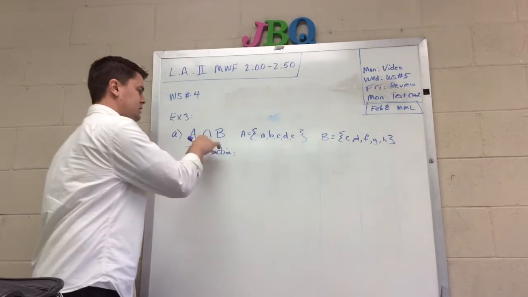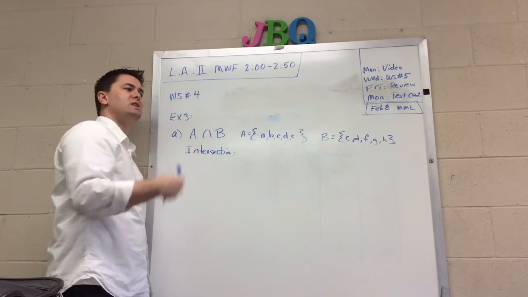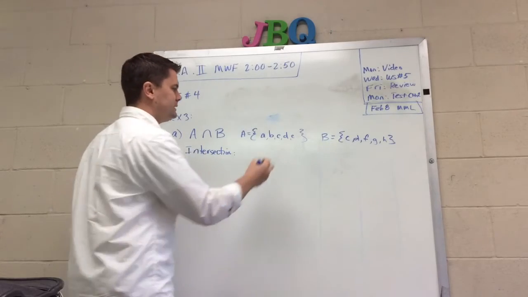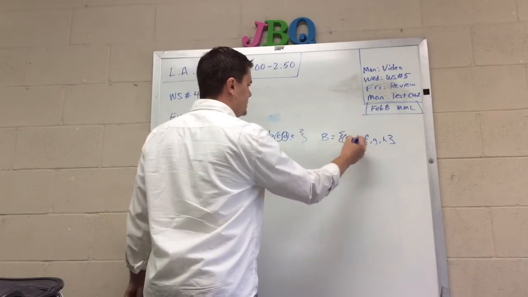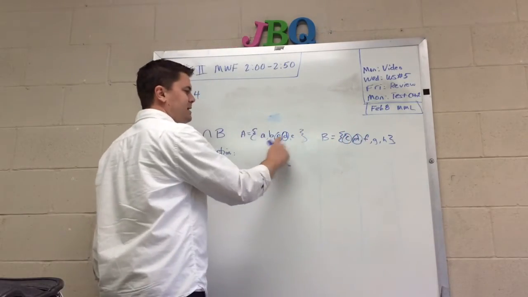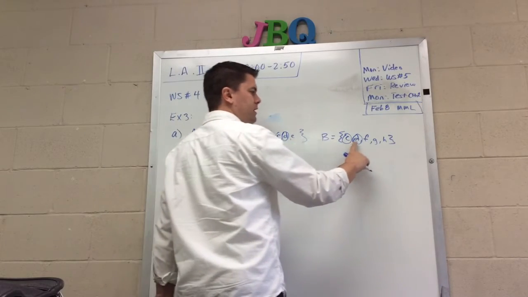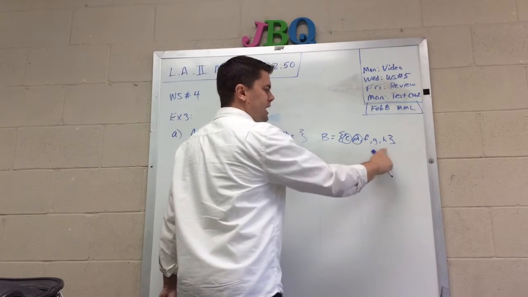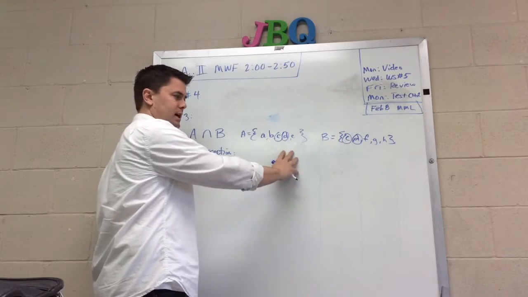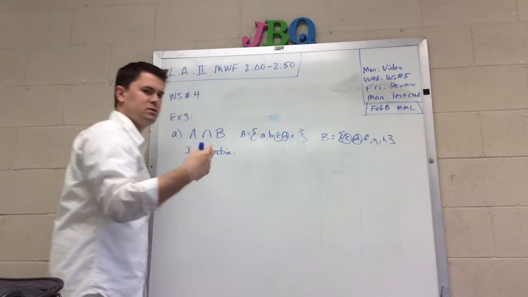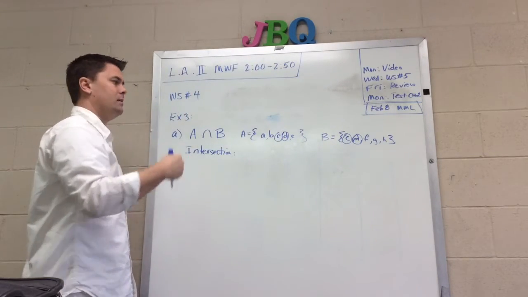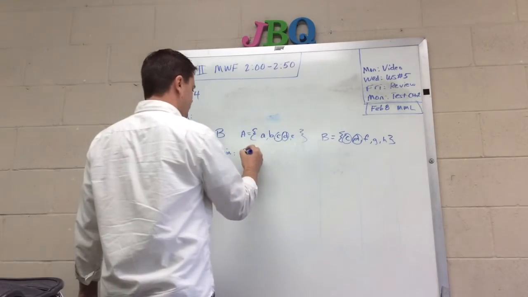And again, the intersection, what do these two sets have in common? Well, I see C and D. A, B, E does not occur over here. F, G, H does not occur over here. So therefore, the intersection would be the elements C and D.